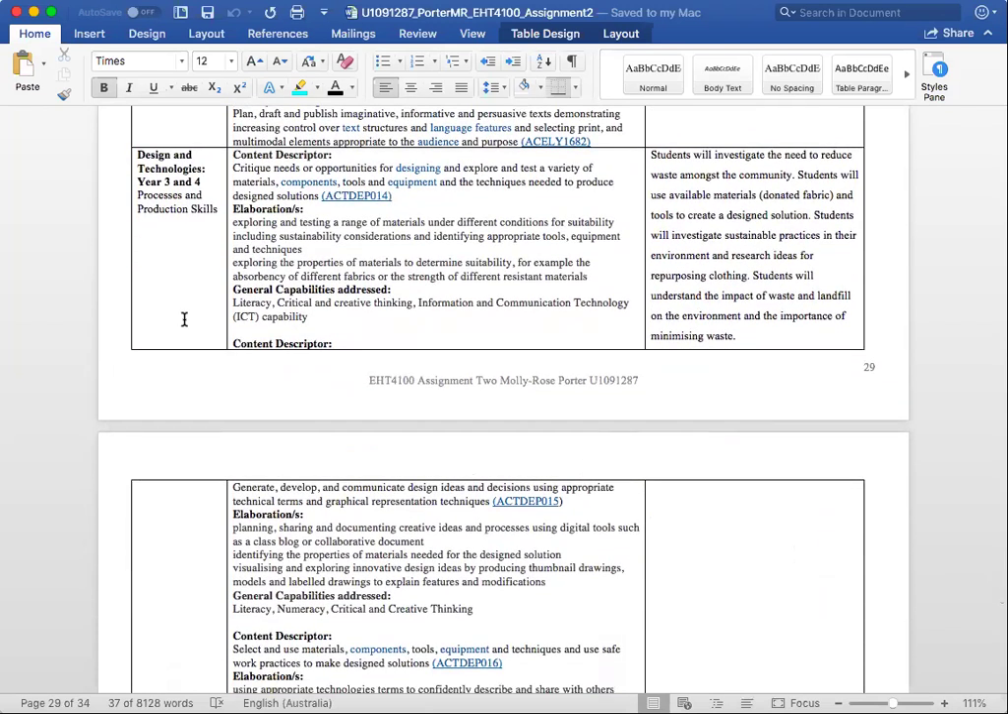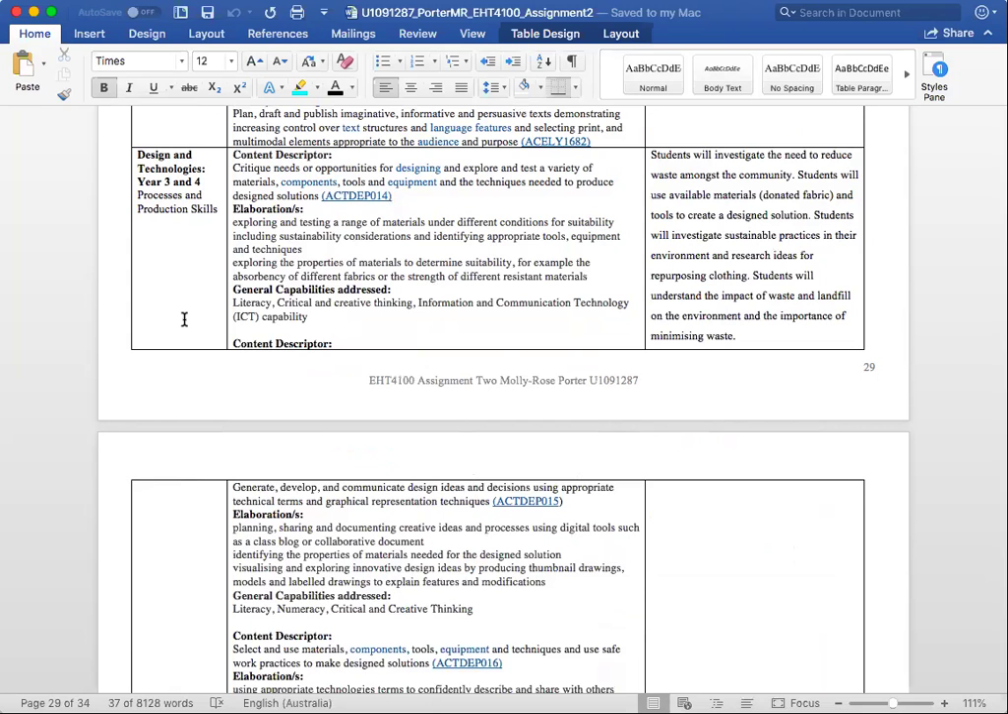For the design and technologies, processes and production skills, this series of lessons applies to this area of the curriculum because students look at opportunities for designing. They obviously test and explore a variety of materials. They look at components of objects and different equipment that is needed when creating a design solution, as well as techniques. They use the available material, which is donated fabric, and specific tools to create their design solution that they came up with in a group.